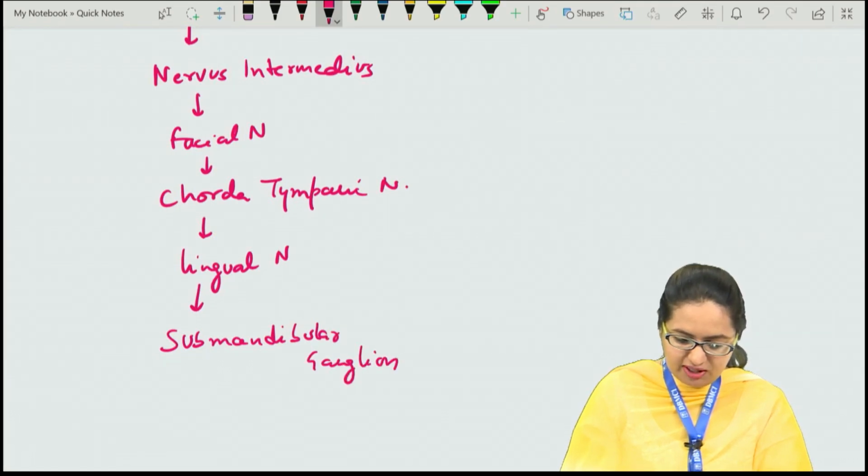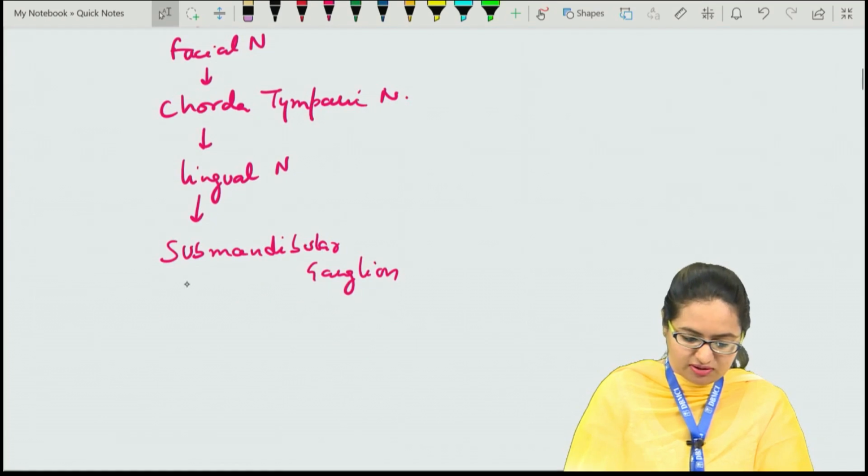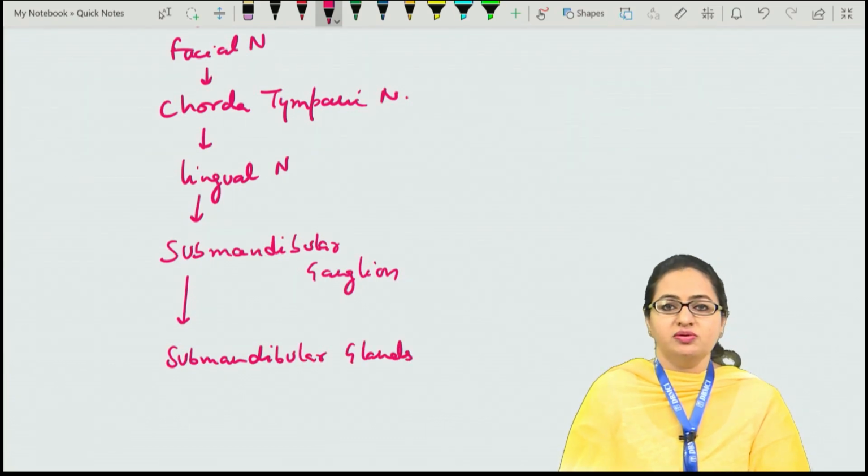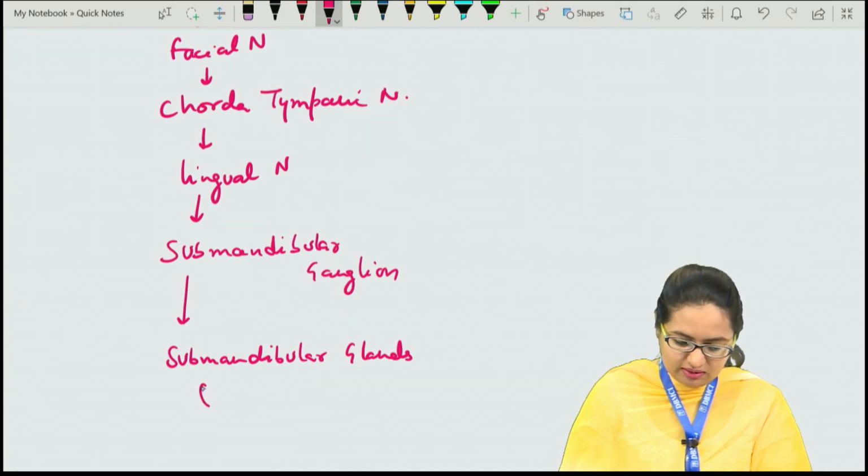After relaying into the submandibular ganglion, the postganglionic branches are distributed towards the submandibular gland. The direct branches are going over here, and a few postganglionic branches may pass through the lingual nerve and are distributed to the sublingual gland.